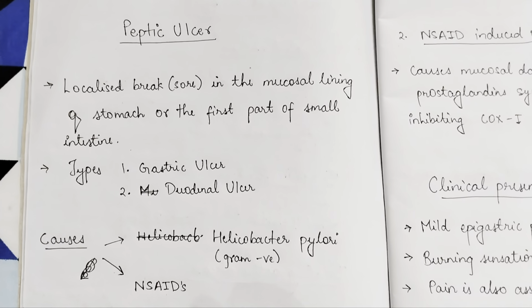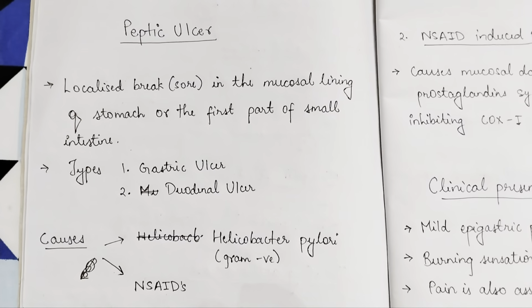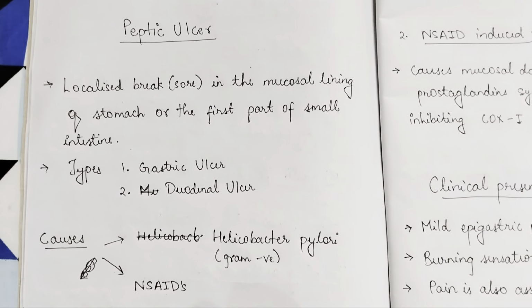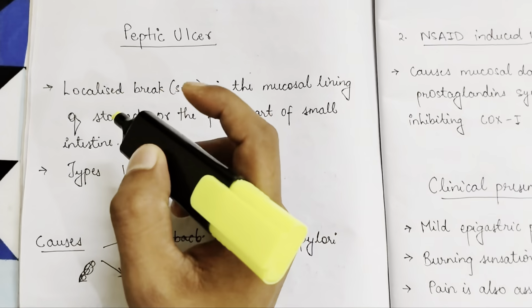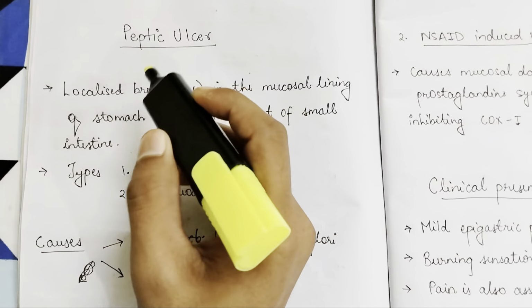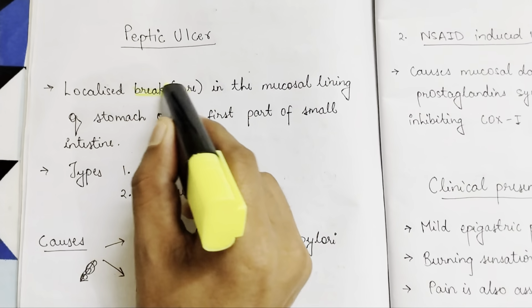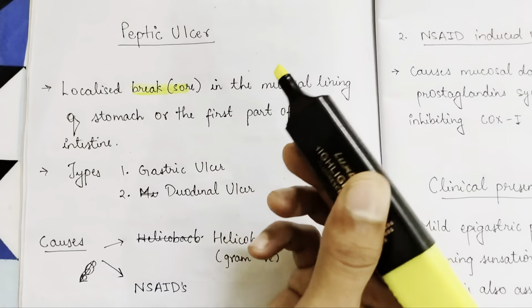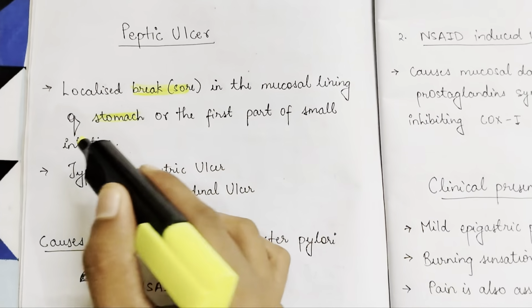In today's video, we're gonna talk about peptic ulcer. So what is peptic ulcer and how is it caused, what are the types, pathophysiology, clinical presentation, diagnosis as well as its management. So what is peptic ulcer? Peptic ulcer is a localized break or a sore that is caused in the mucosal lining of the stomach or the first part of the intestine.